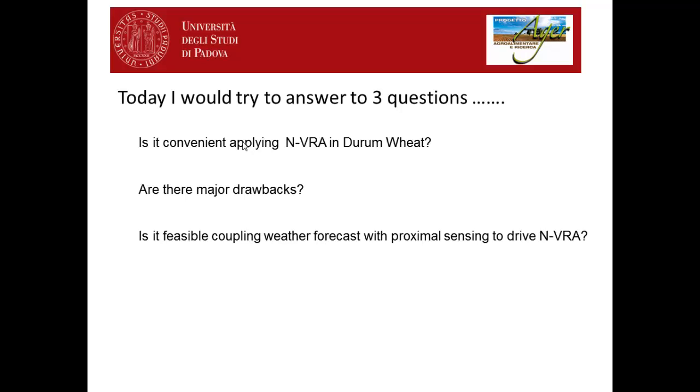Today I would like, with your help, to try to answer three main questions. Is it convenient to apply nitrogen variable rate application on wheat? Are there major limitations? And finally, is it feasible to couple weather forecast with proximal sensing to drive nitrogen variable rate application? Can you understand my Italian English? Is it good enough? Okay, perfect. Thank you very much.